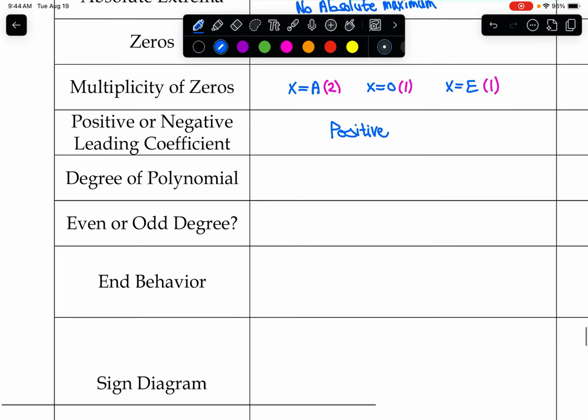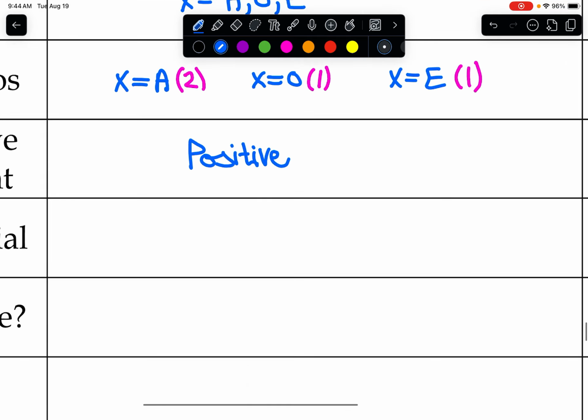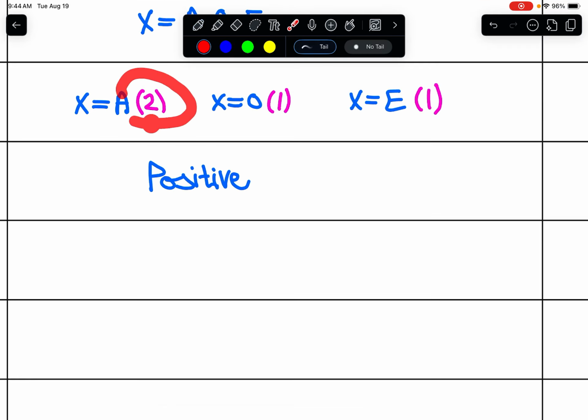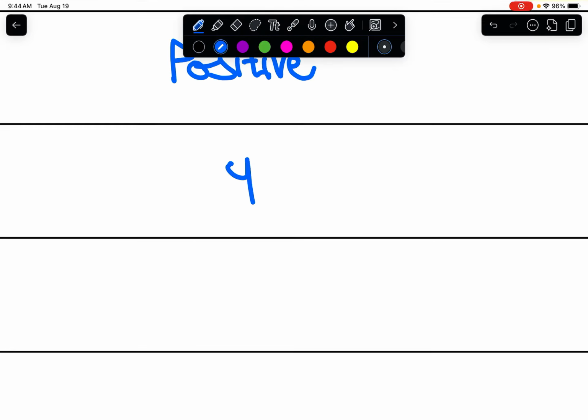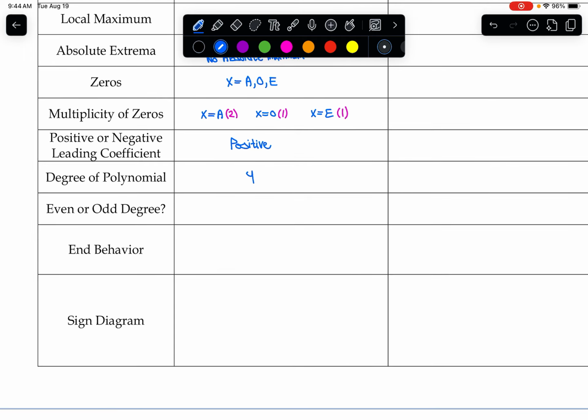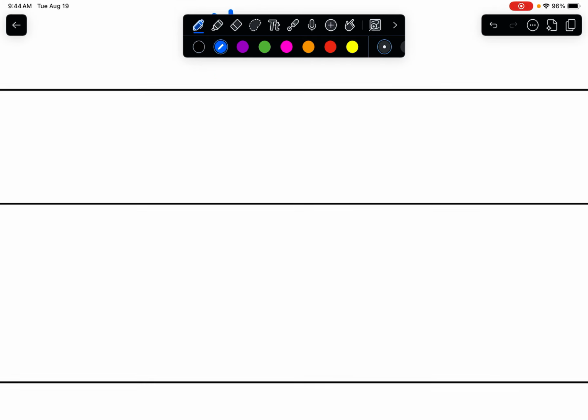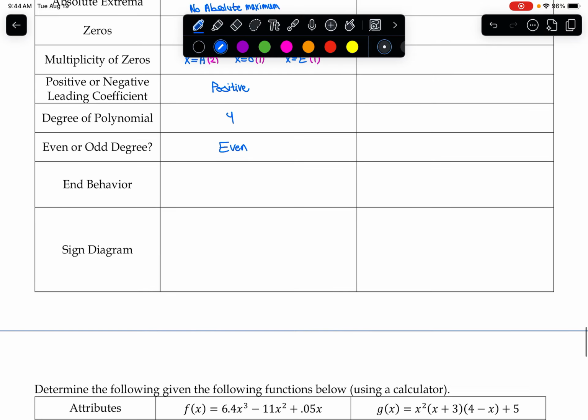And then we're looking at the degree of the polynomial, and this is actually going to come from the zeros. So the multiplicities will actually help you with this. If you add those together, 2 plus 1 plus 1, that's going to give you 4. And then for even or odd degree, we already talked about that based on the end behavior. We said that this was even, since it's going up and up on both ends.